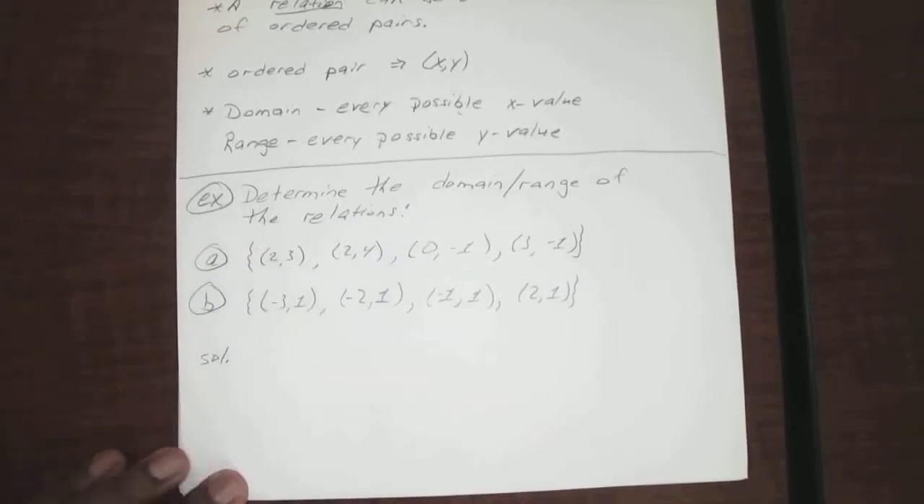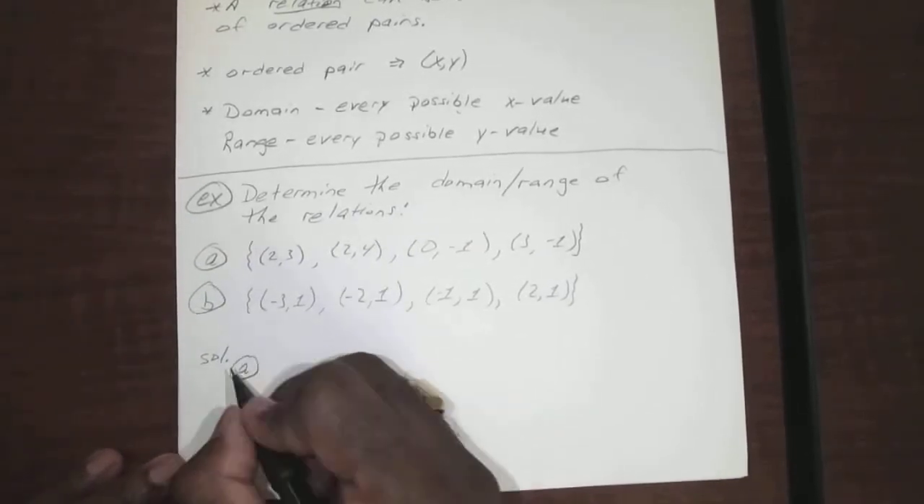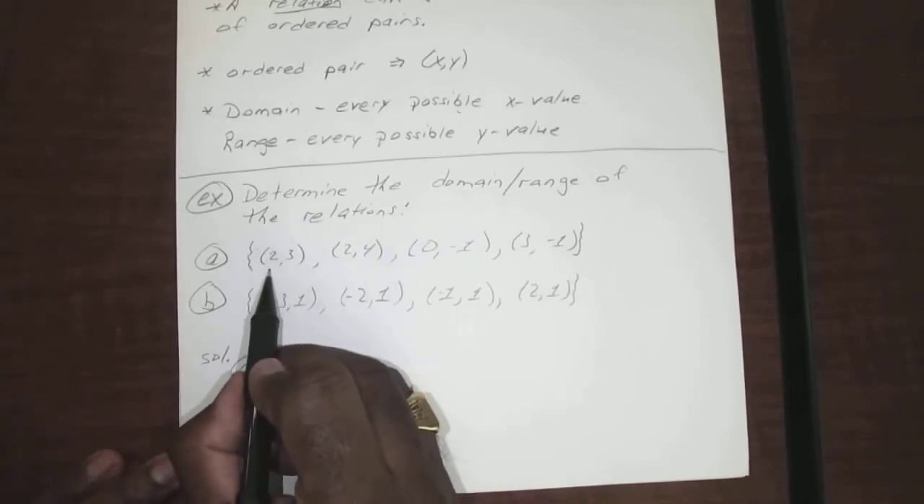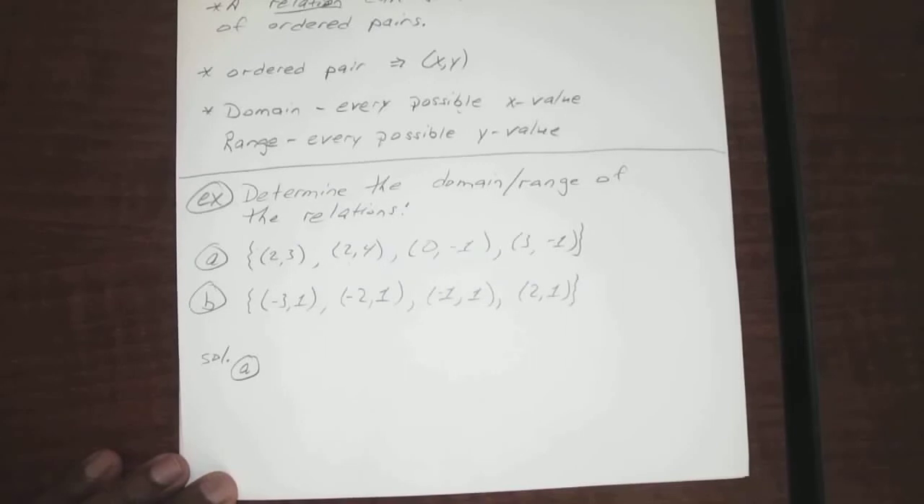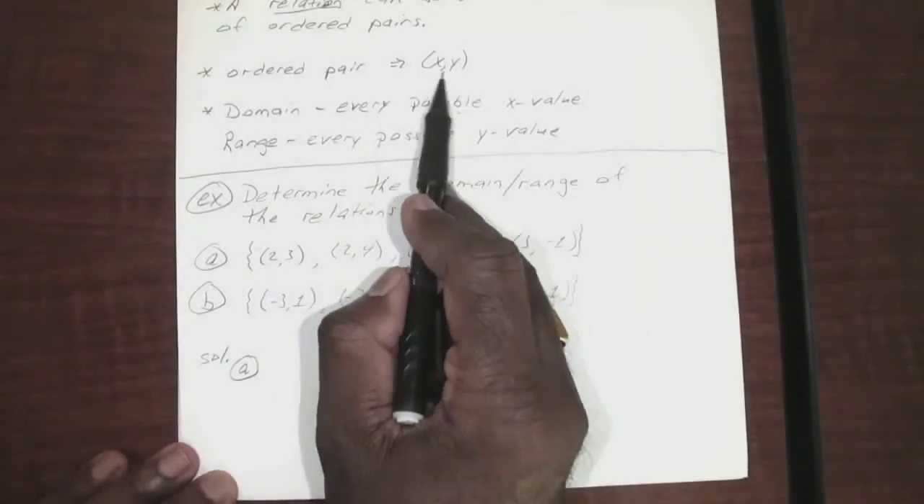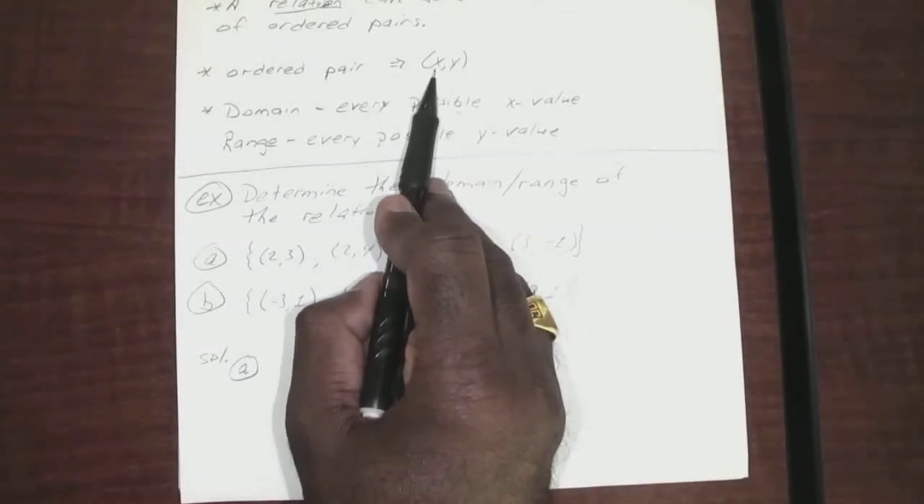Okay, so the solutions to those would be, for A, remember your domain is every possible x value: 2, 0, 3. Yep, so it would be 2, 0, and 3. Because remember, it's just x comma y. So the first component is always going to be your x. The second component is your y.